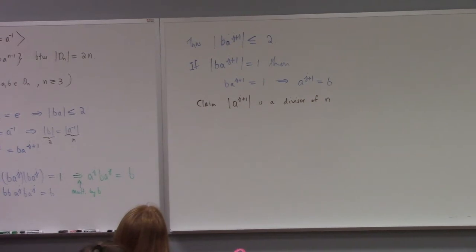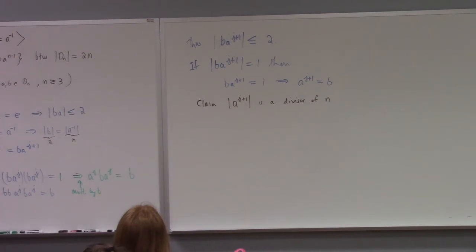I must admit I'm stuck at the moment coming up with a contradiction why the order can't be 1. Can somebody tell me a good reason why the order can't be 1 here? Order is not helping me at the moment. I can't see my way through the order contradiction. Yeah? Why does it not work to do the same thing as before?